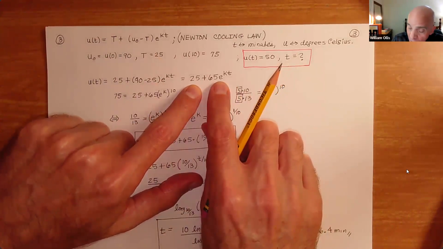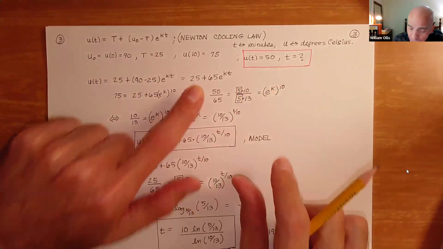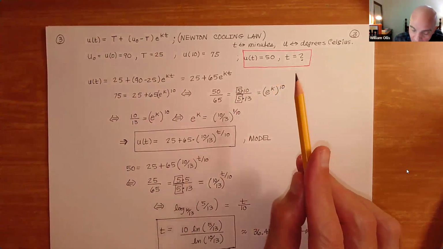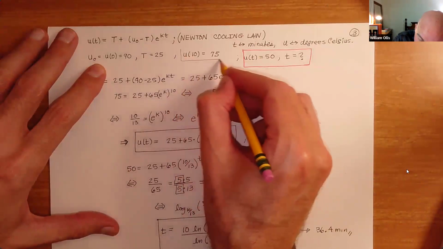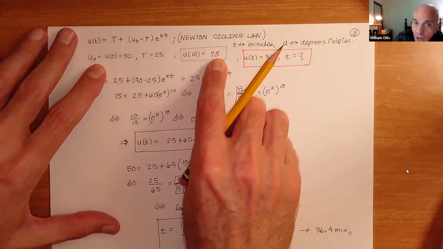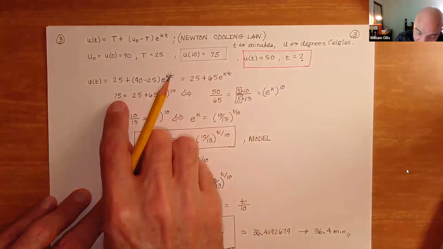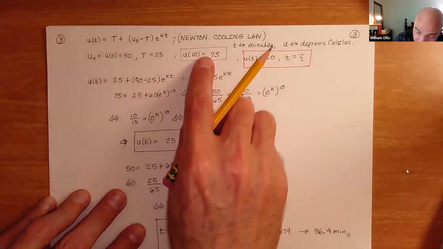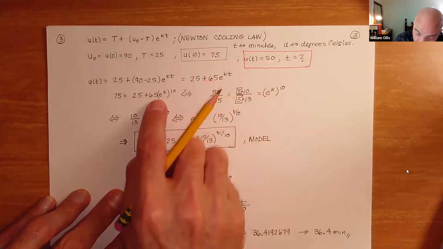So this is certainly an improvement, but we don't have the e to the k. Again, you can solve for k, but it's simpler just to solve for e to the k. So now we have this piece of information here. That is, after 10 minutes, the temperature of the object is 75 degrees Celsius. So now we can say 75 is the value for u of t when t is equal to 10. So we simply substitute those values here.